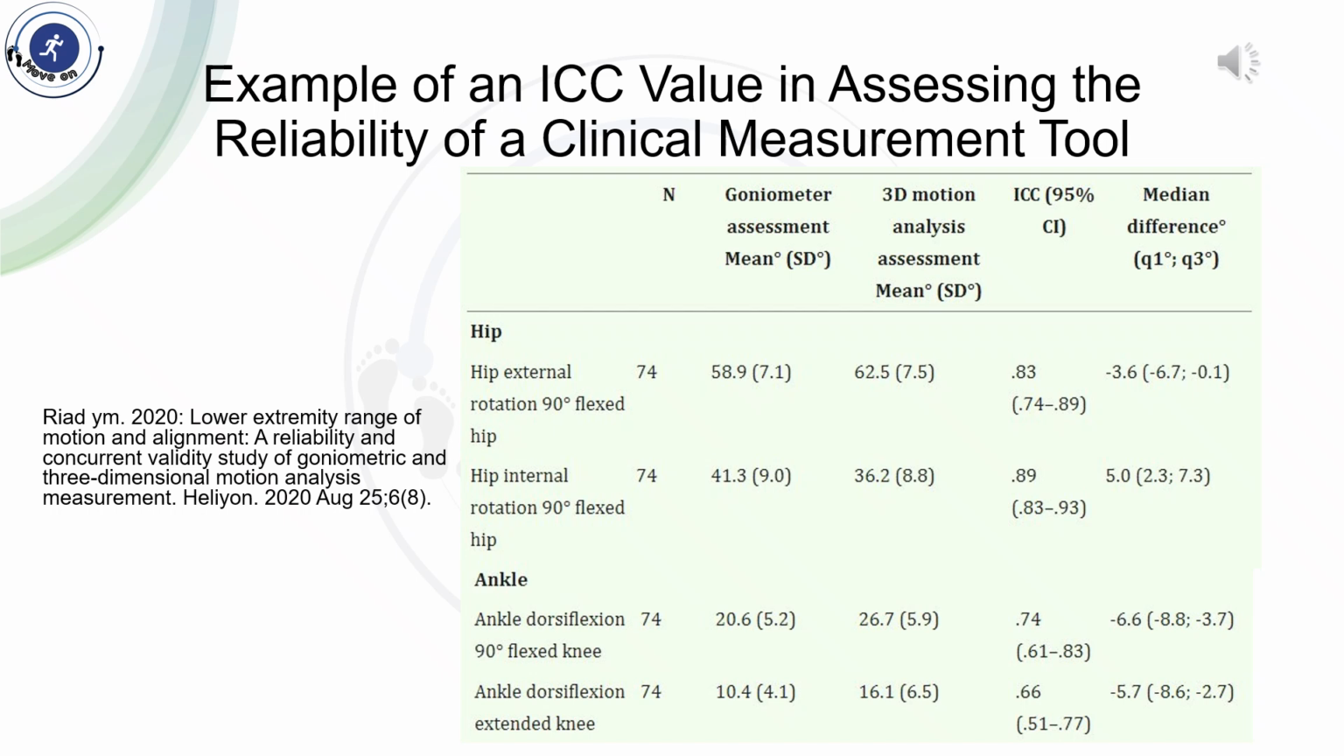The slide shows an example of using ICC to evaluate the reliability of a clinical measurement tool. Hip range of motion measurements obtained with a goniometer were compared with 3D movement analysis during the same situation. The results show the ICC values for these measurements. According to the results, measuring hip rotation range of motion with a goniometer is more reliable than measuring ankle dorsiflexion.